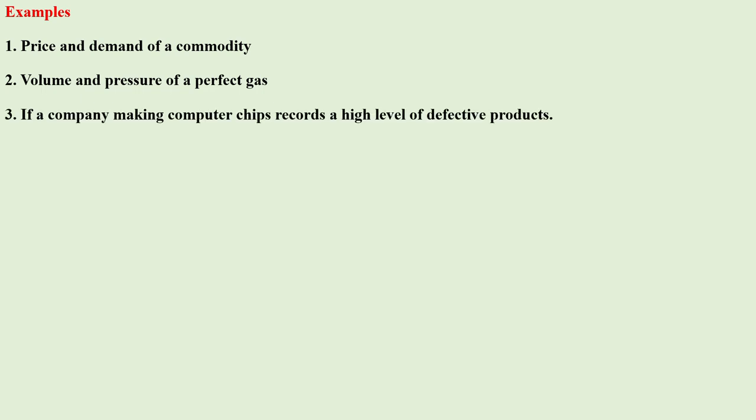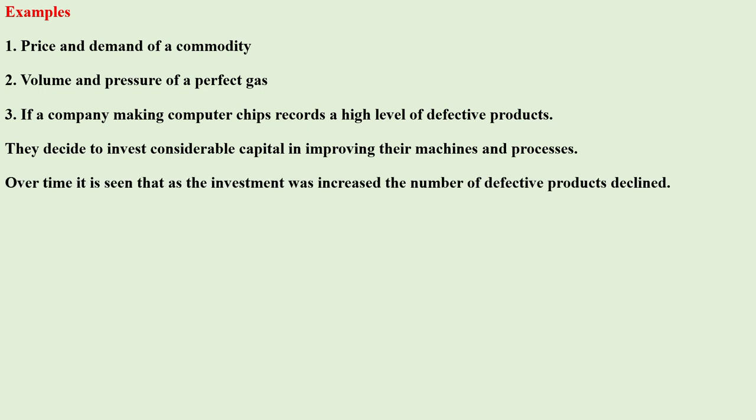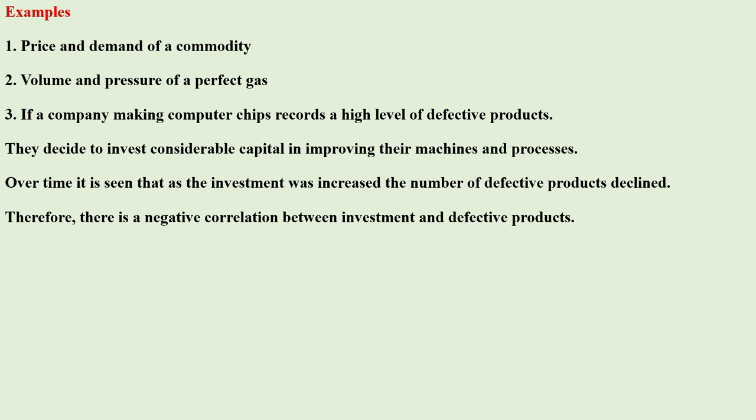If a company making computer chips records a high level of defective products, they decide to invest considerable capital in improving their machines and processes. Over time, it is seen that as the investment was increased, the number of defective products declined. Therefore, there is a negative correlation between investment and defective products. Nobody wants to produce defective products, right? If you increase the investment, defects should be less. Investment is increasing, defects are less. That is the best one.